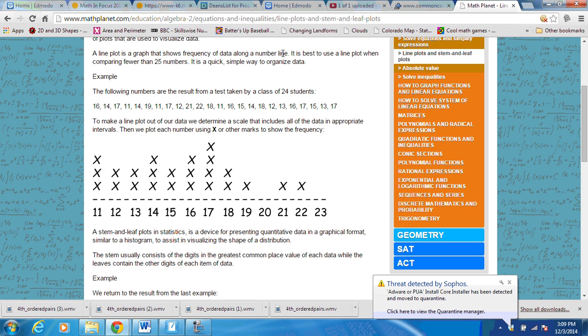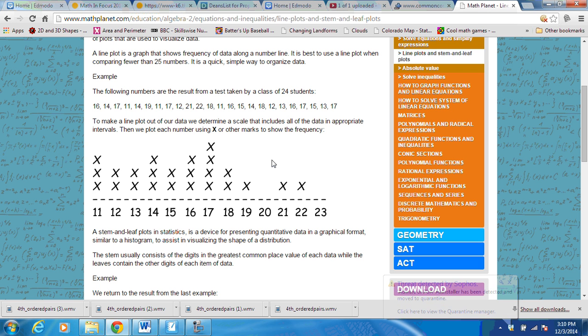It is best to use a line plot when comparing fewer than 25 numbers. It is a quick, simple way to organize data. All graphs are an easy way to organize data, but I think line plots are probably the simplest because all you have to do is draw the line. You write the numbers up below it just like it's a number line.